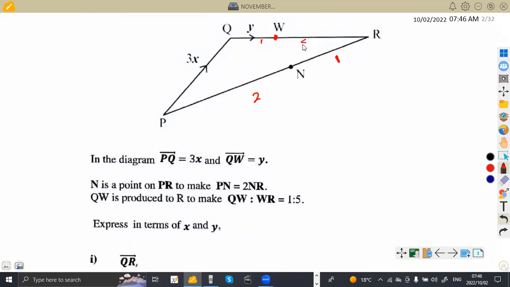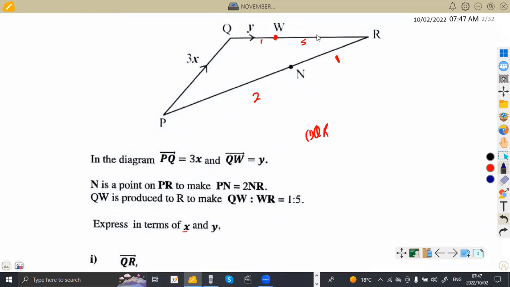The question is to express in terms of X and Y the vector QR, that is item 1. So for QR, which route are you going to take from Q to R? Which direction are we going to take? Take note, guys, we are given 1:5, so you can complete here. This is one part here, this is Y. Here there are 5 parts, so this is going to be 5y.